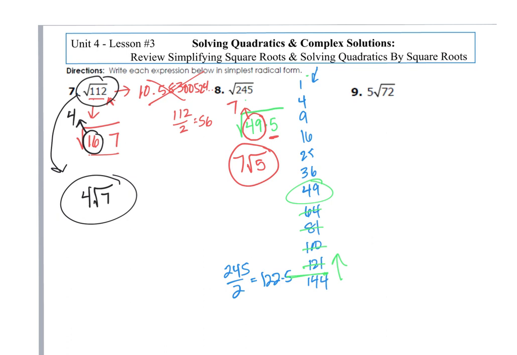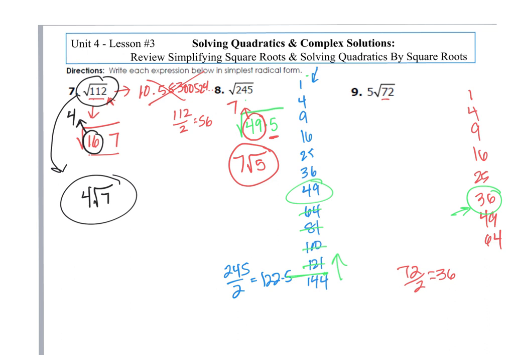Okay, for number 9, we have 5 times the square root of 72. Again, 72 is not a perfect square. So I need to go through this process if I'm not using a Casio. My perfect squares are, again, 1, 4, 9, 16, 25, 36, 49, 64, and so on. So I'm going to start by taking that number underneath, 72, and I'm going to divide it by 2. And that equals 36. Again, this gives me a starting place on my list of perfect squares to use.